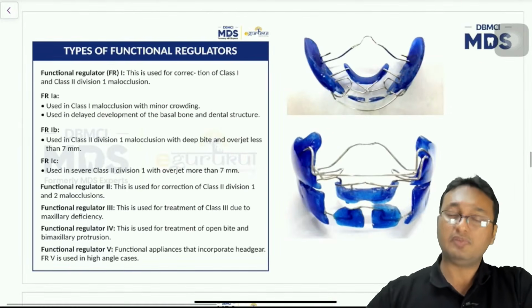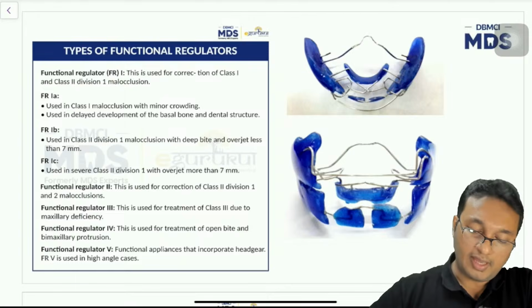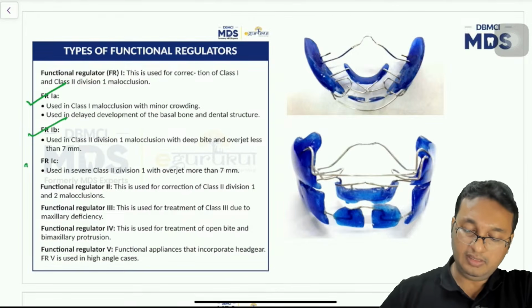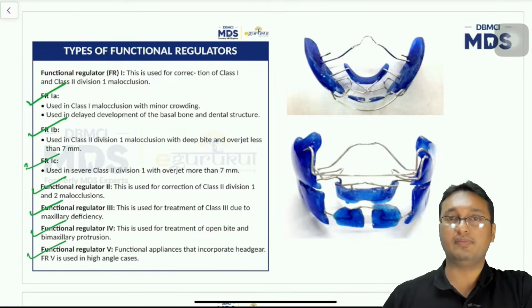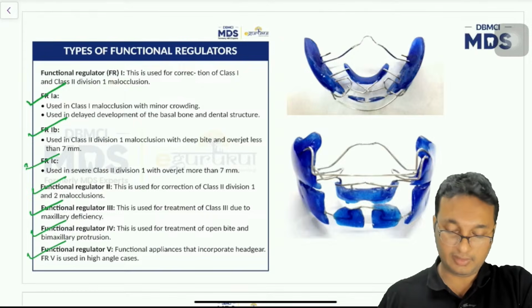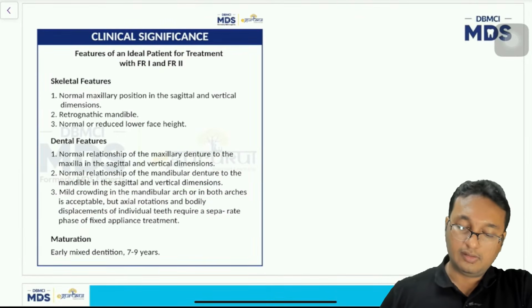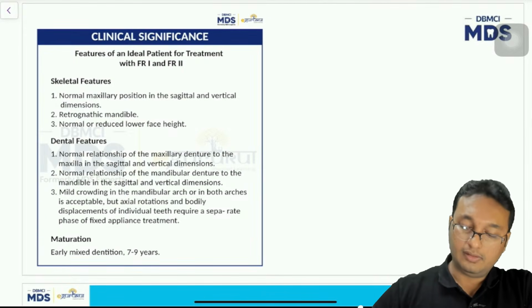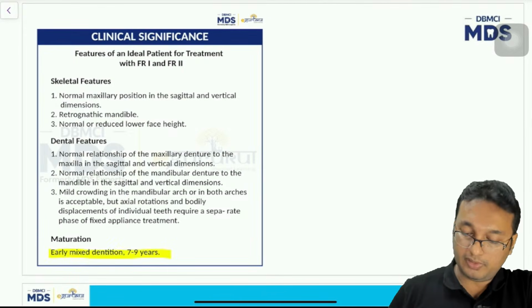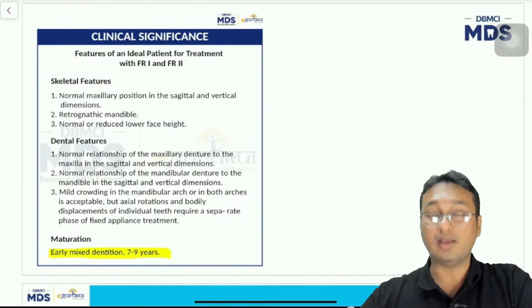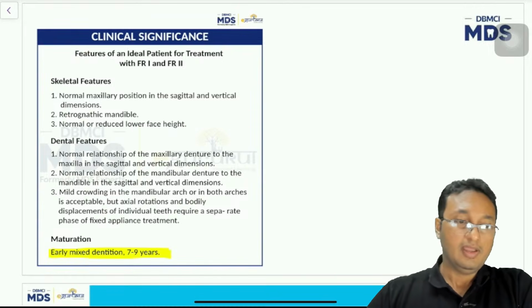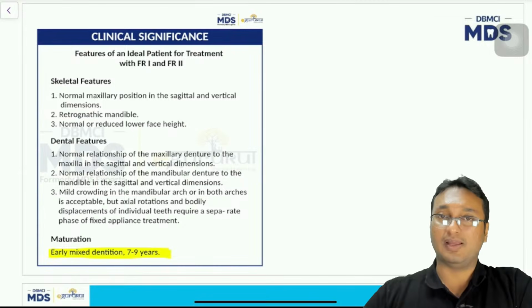What are the different types of function regulators? We have FR1A, FR1B, FR1C, FR2, FR3, FR4, and FR5. So many different types of FRs are there. And it has to be used in the early mixed dentition period, around 7 to 9 years of age. It is called an oral gymnastic appliance.